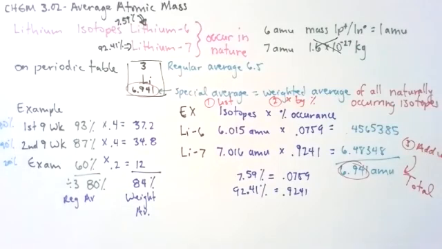All right, that is our lesson on average atomic mass and where the masses on the periodic table come from.